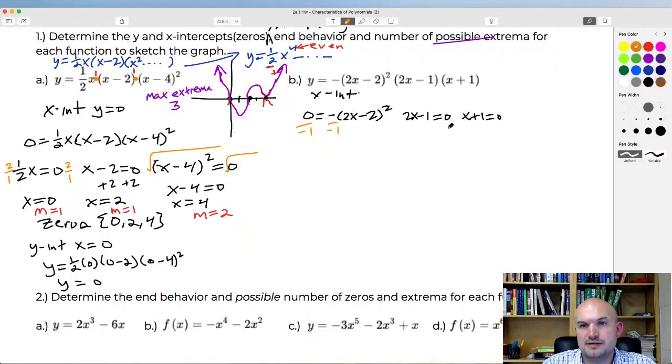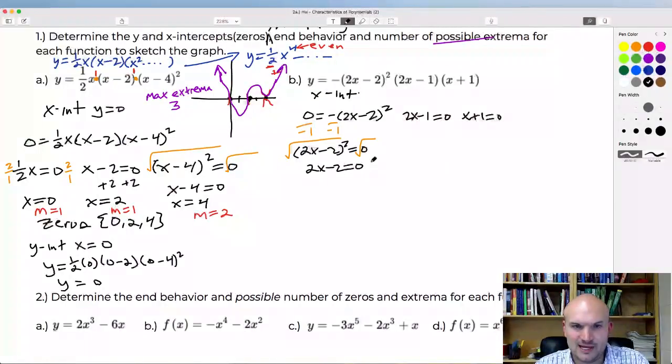And here, okay, so therefore you'd have 2x minus 2 squared equals 0. You need to get rid of the square by taking the square root, and therefore you're left with 2x minus 2 equals 0. To save myself a little bit of time, you're going to want to add 1 and then divide by 2. So therefore x is going to equal 1.